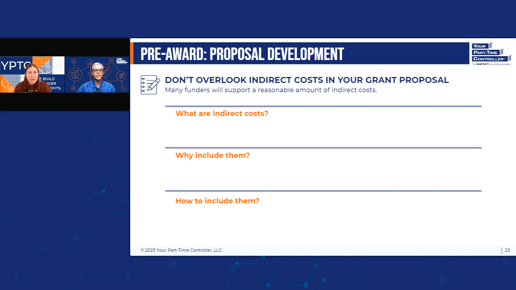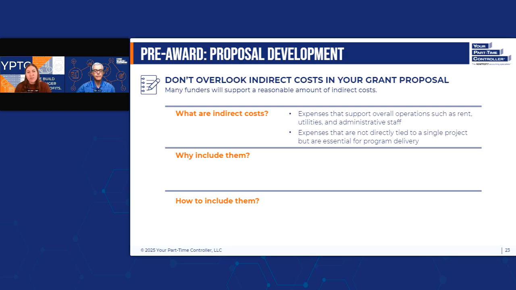When we talk about grant budgets, many nonprofits focus only on their direct costs, things like program staff, materials, and activities, but indirect costs are just as important. So what are indirect costs? Indirect costs cover the overhead that keeps your organization running. That's things like rent, utilities, administrative support. They're not tied to one specific project, but without them, you can't deliver your program.